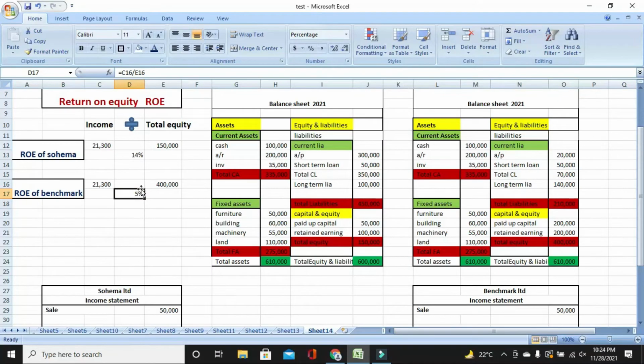Now we will see the problem that exists. What does this 14% mean, and what does this 5% mean? This means that for every $100 invested by the owners in Soima Limited, they have earned a return of 14%. And in benchmark, for every $100 invested by the owners, they earn a return of 5%. So here we can see that Soima Limited has performed better than benchmark.